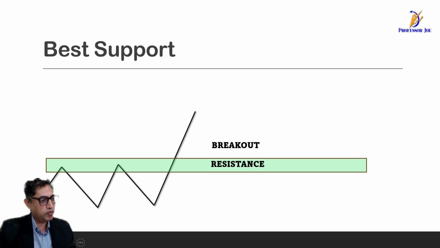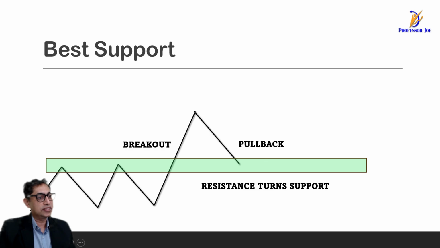Step two is you have to wait for the price to break out through the resistance. You can see the breakout. Step three is you have to wait for the same price to pull back to the resistance zone. Now this resistance zone has become a support zone. Remember, I have not drawn a line, I have drawn a zone. It is very, very important that you understand that support and resistance are zones.